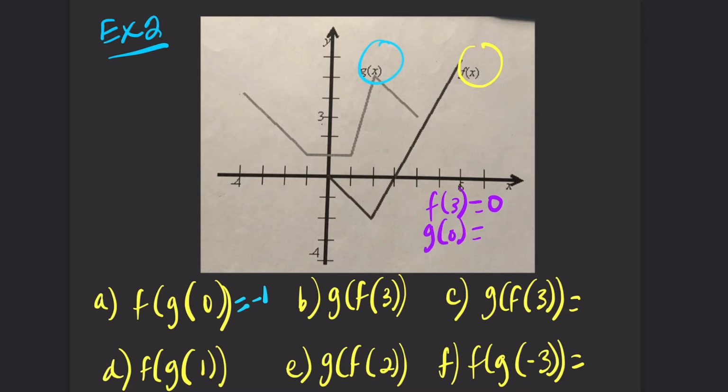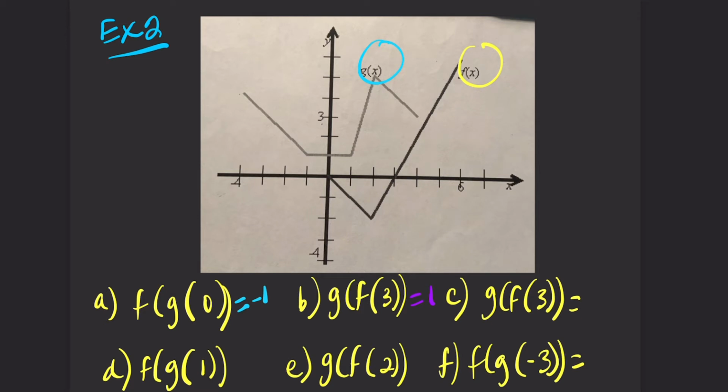Remember, the 0 will be your x value. You're looking for the y value. Okay, so now we're looking at the gray graph, and whenever x is 0, the graph is up here at 1. So B is +1.